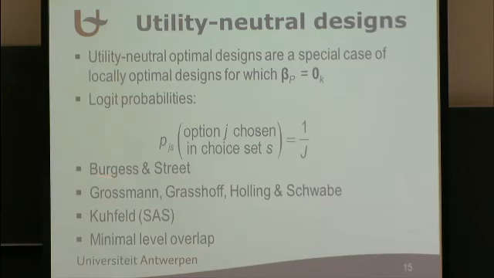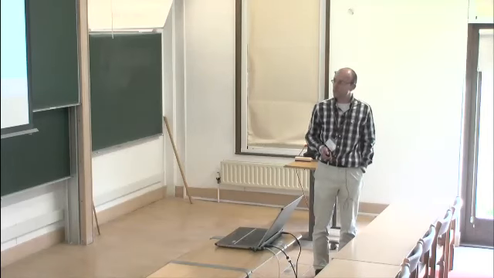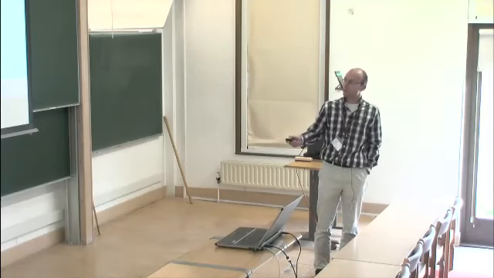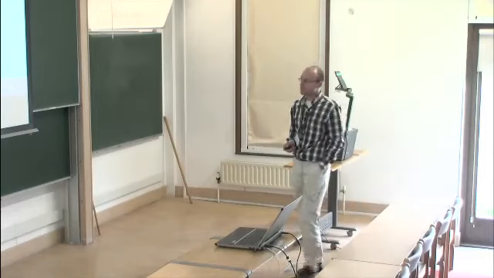For example, Burgess and Street are probably the best known researchers in that area in choice experiments, but in Europe we have a strong group in that area as well, the Grossmann, Graßhoff, Holling and Schwabe group, who do very similar work and who derive designs that are often smaller than the Burgess and Street designs, but that are also optimal.